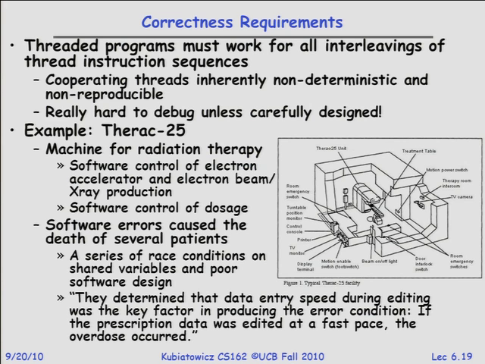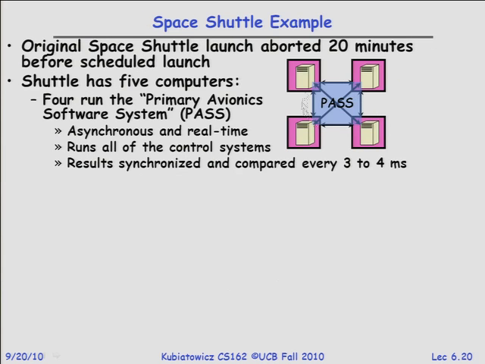Now, I hope you never get in a situation where your software bugs can cause a problem, but this is a good example of such a thing. The space shuttle is another thing that was a little less serious, but it was actually aborted, the original launch, 20 minutes before the scheduled launch. And the reason is the following. When they designed the shuttle, they tried to be really, really, really redundant. So they actually had 5 computers. 4 of them all worked together doing the same thing, voting. And a 5th one was designed in a completely different way.